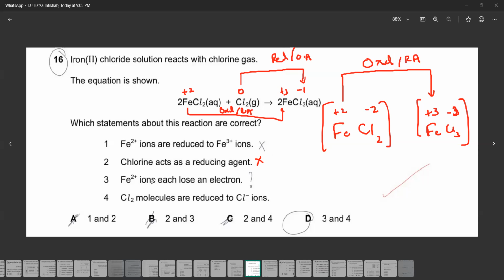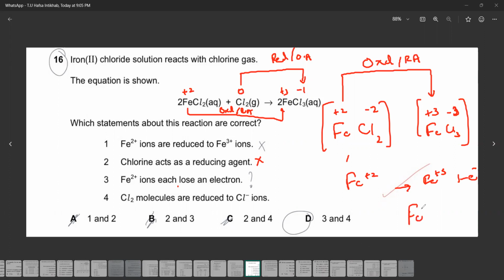And iron 2 ion each lose an electron. That is correct, because +2 becoming +3 means it should lose one electron. That's why the charge increases by 1. If it was losing 2 electrons, then it will be +4. It will change from +2 to +4.